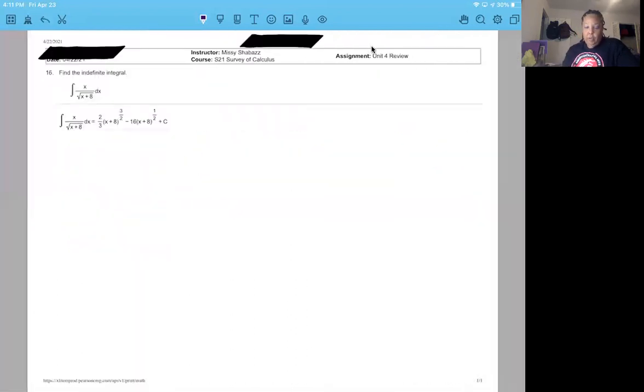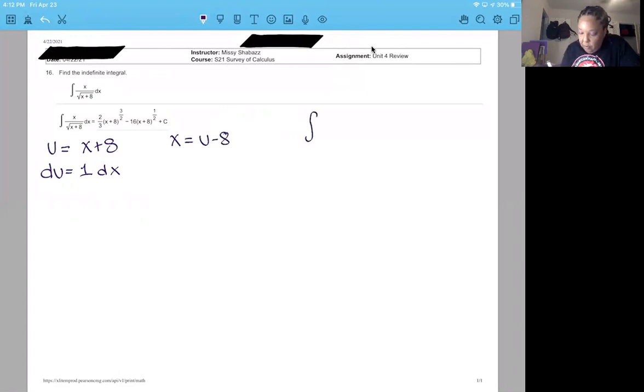All right, now this is one of those special ones where the substitution is a little bit different, where you have to solve for x in terms of u. So I'm going to let u be what's underneath the square root, which is x plus 8. Then du is 1 dx, and x is equal to u minus 8.